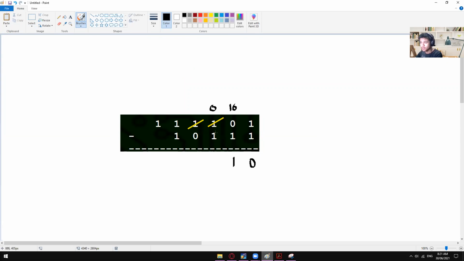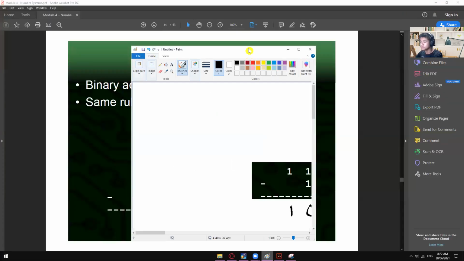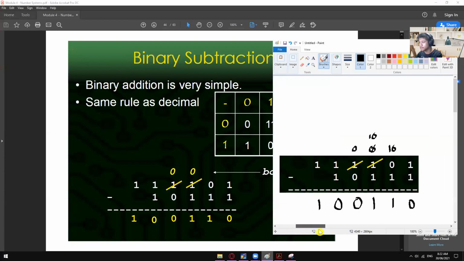Okay, 0 minus 1 again cannot be, so we have to borrow from this neighbor of yours. So 1 will become 0, 0 will become 10. Okay, 10 minus 1 will become 1. 0 minus 0 is still 0, 1 minus 1 is 0, 1 minus 0 is 1. Okay, so let's compare our answer. We have the same, so 1 0 0 1 1 0.